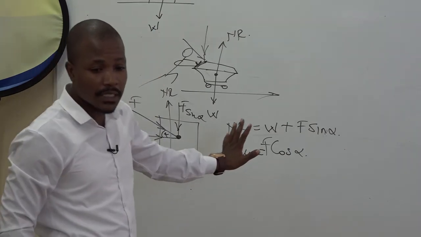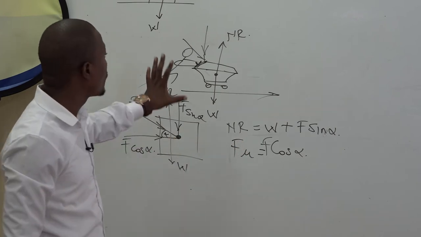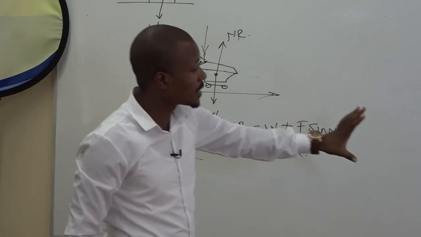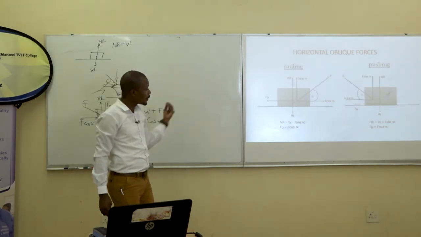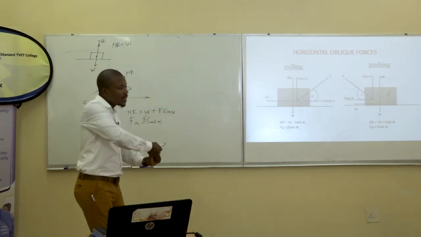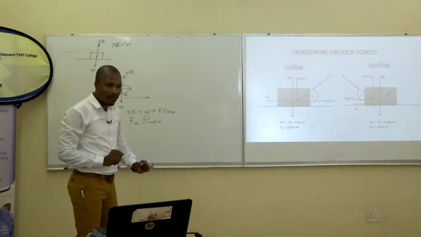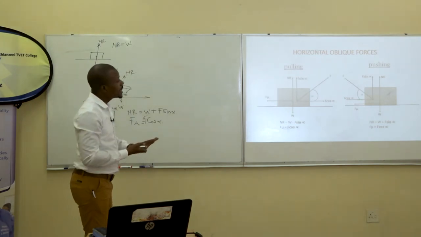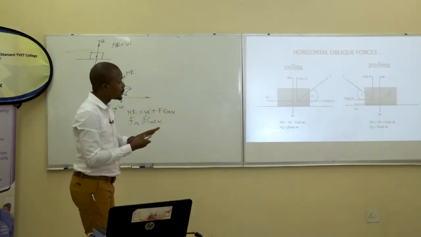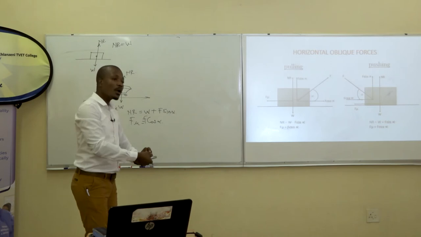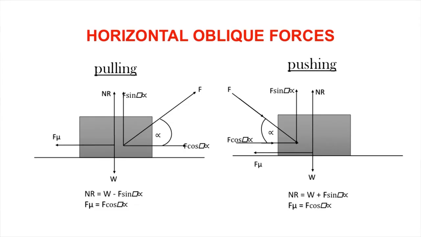So basically, this is what we have when either you are pushing an object or you are pulling an object. Structured here, pulling, you have your normal reaction, your weight, your frictional force, and then you have the pulling force that forms an angle alpha with the horizontal. And then we have the horizontal force. This is the force that moves this object horizontally, which is F cos alpha. But because you are pulling it, the object will be forced to reduce in weight. And what is that reduction in weight? It is F sine alpha. Normal reaction, W minus F sine alpha.